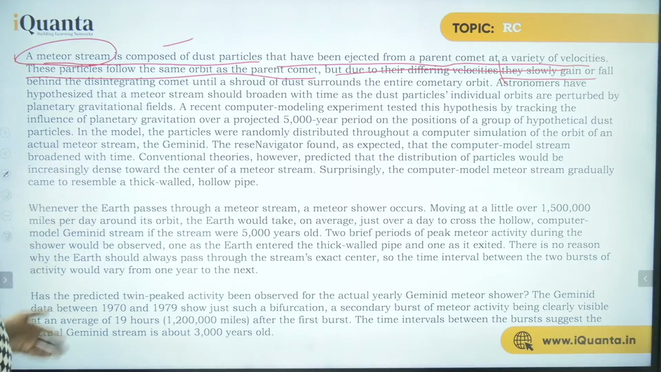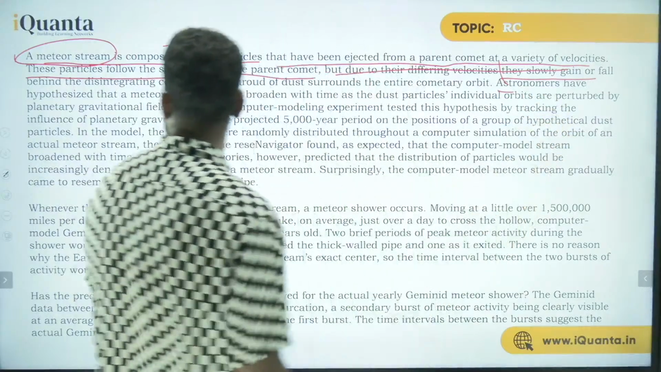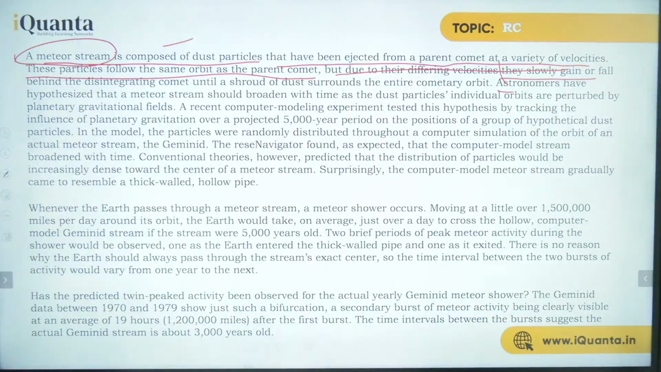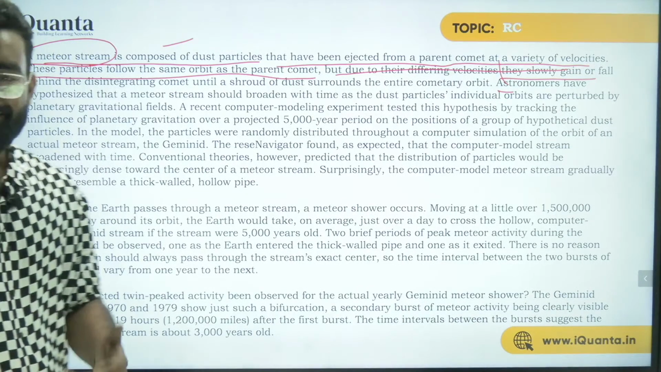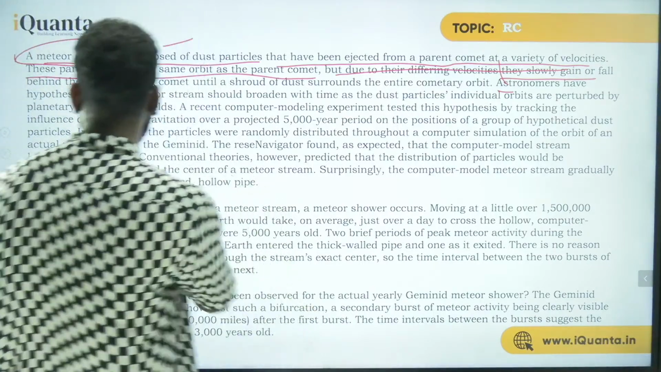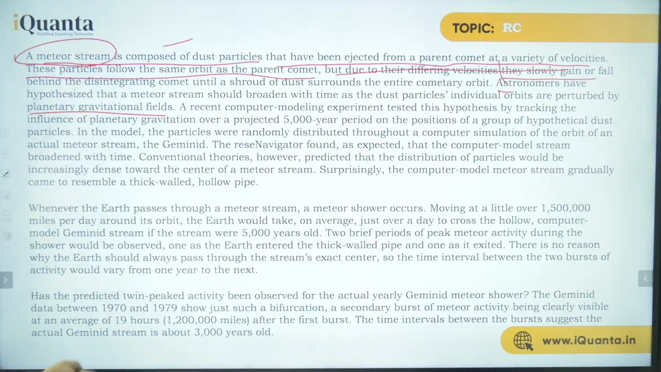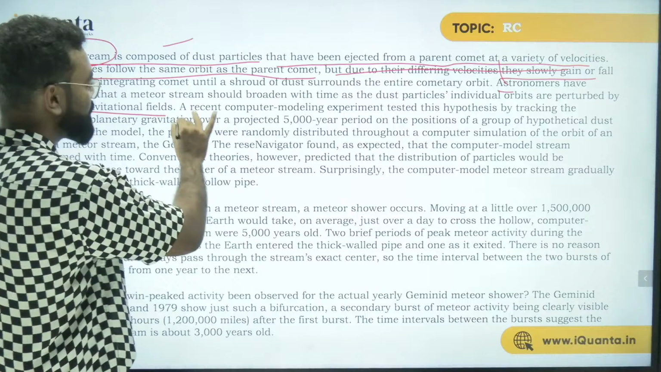So now the next thing, from here, astronomers have hypothesized that a meteor stream should broaden with time as the dust particles' individual orbits are perturbed by planetary gravitational fields. Perturbed is basically disturbed. So disturbed by the planetary gravitational field. That is giving you another reason. So that is not very important. A recent computer modeling, very important from here.